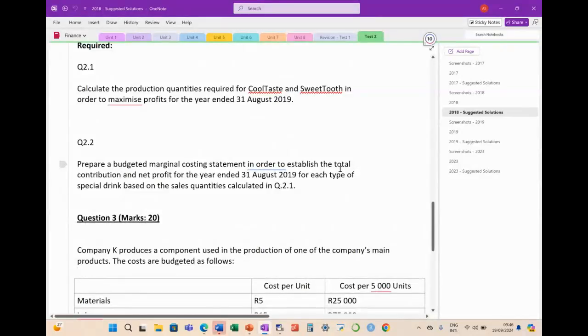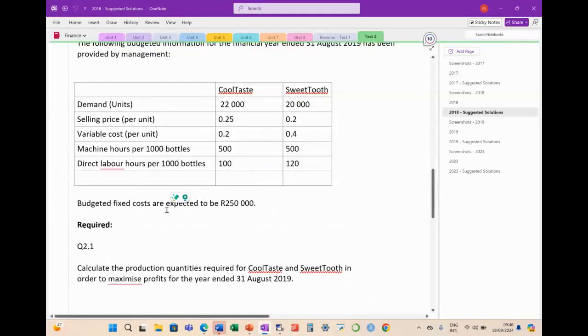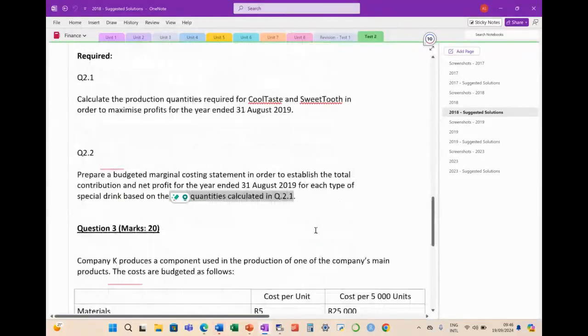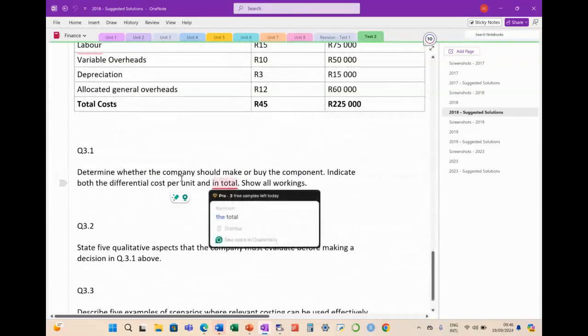It's literally you just getting, you obviously would have calculated, here you can see the sales quantities in 2.1. Once you have those, then obviously you can minus your other expenses such as fixed costs and stuff. So here, do they have that? Yeah, here's your fixed costs. Budgeted fixed costs expected to be 250,000.